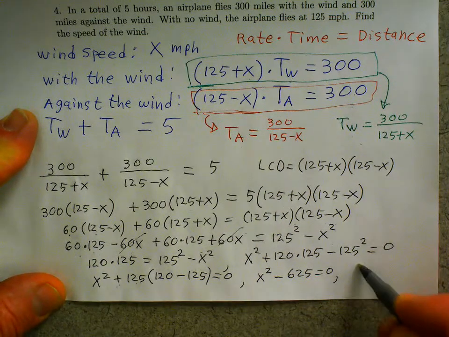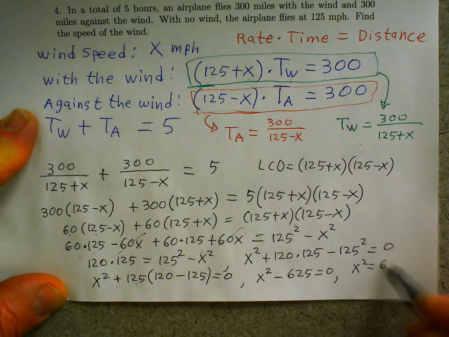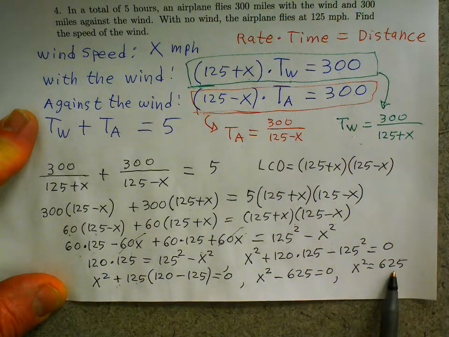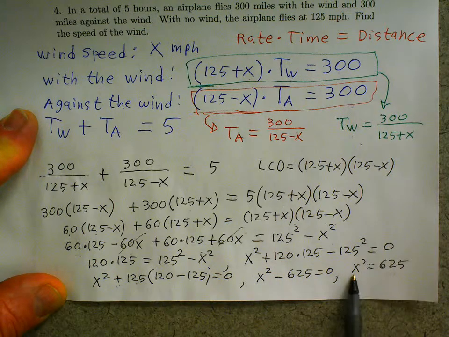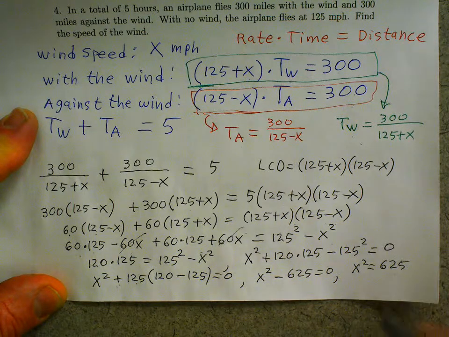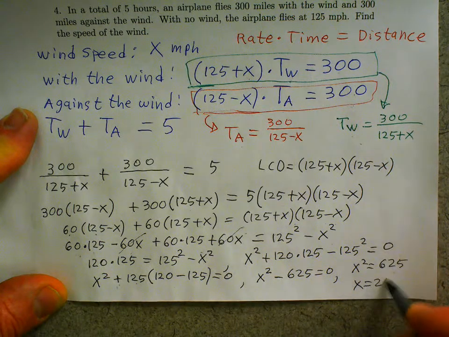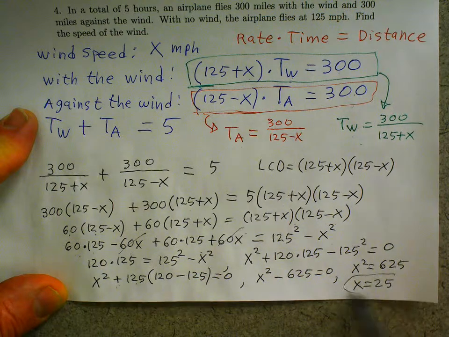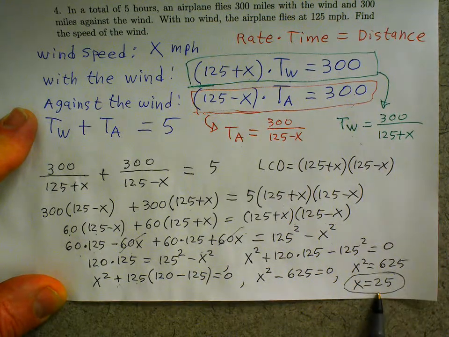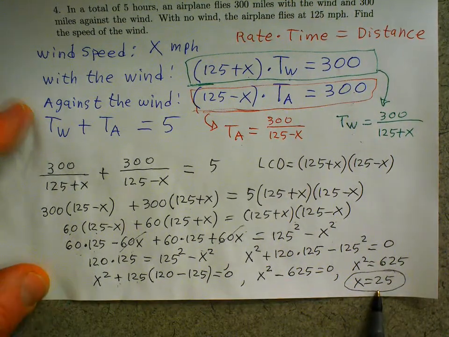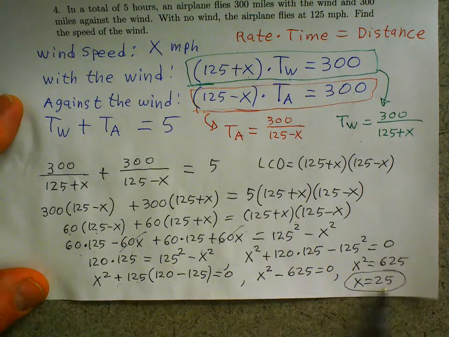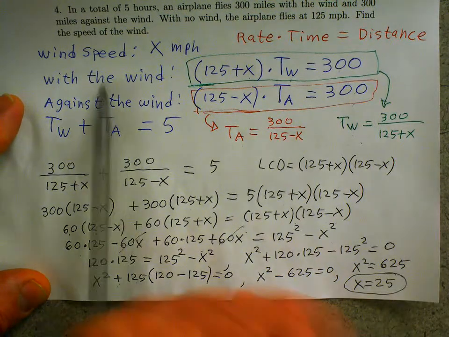And then that means x squared equals 625. 625 is a perfect square. And we want the positive solution. So if x squared is 625, x equals 25. The positive 25 is the solution that we want for this one. So 25 is the wind speed, 25 miles per hour.